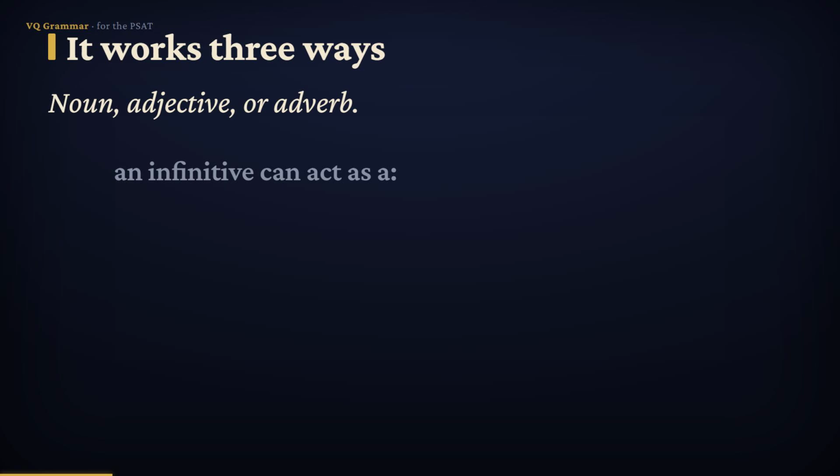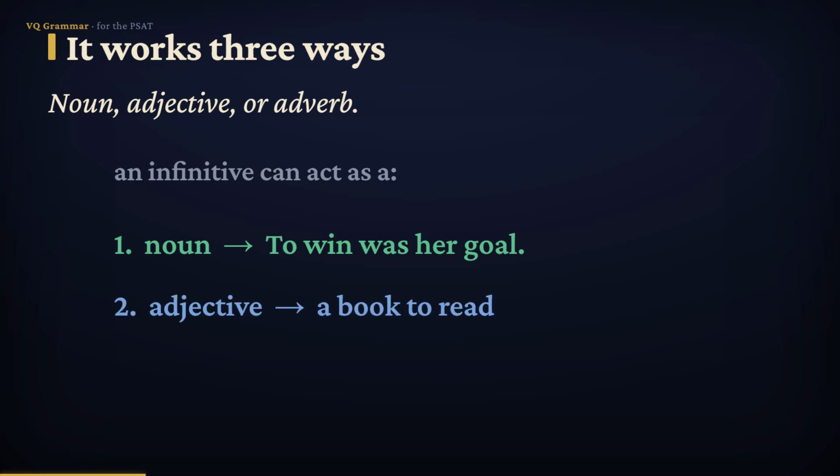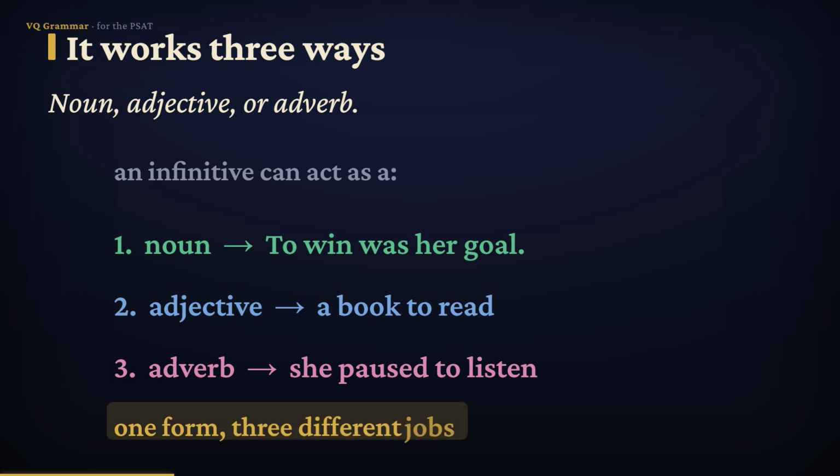Here's what makes the infinitive so useful. It can do 3 different jobs. First, it can be a noun. To win was her goal. There, to win is the subject of the sentence. Second, it can be an adjective, a book to read. There, to read tells us which book. Third, it can be an adverb. She paused to listen. There, to listen tells us why she paused. One form, 3 different jobs.